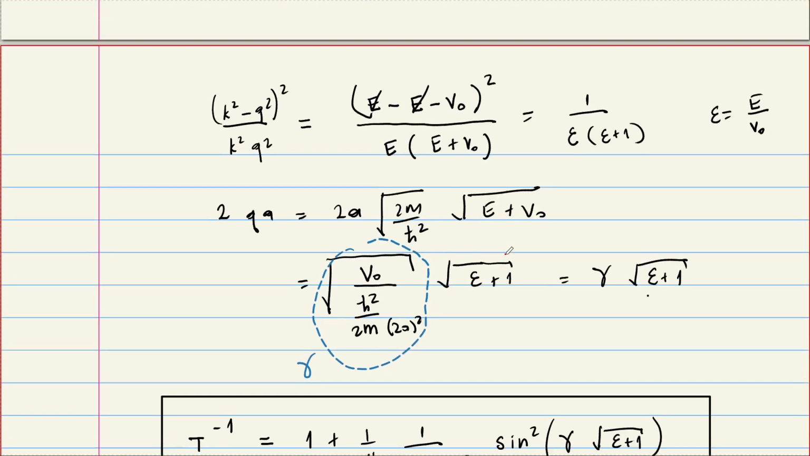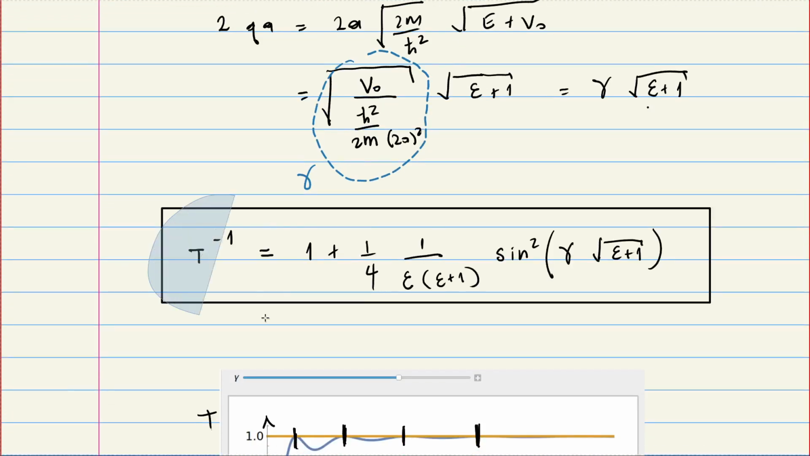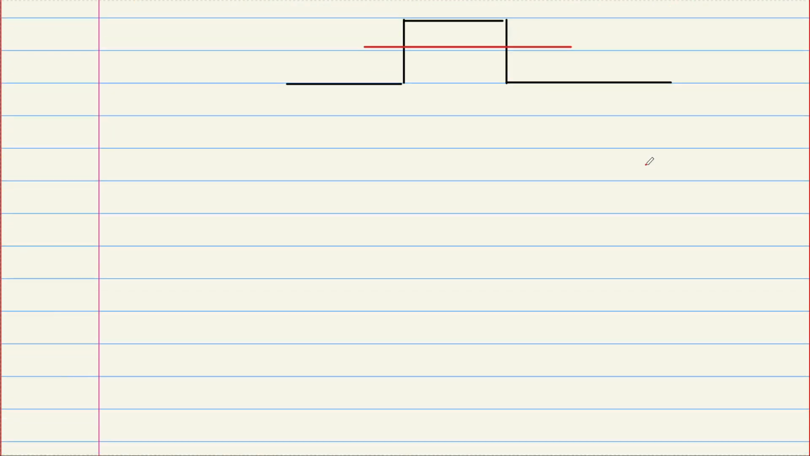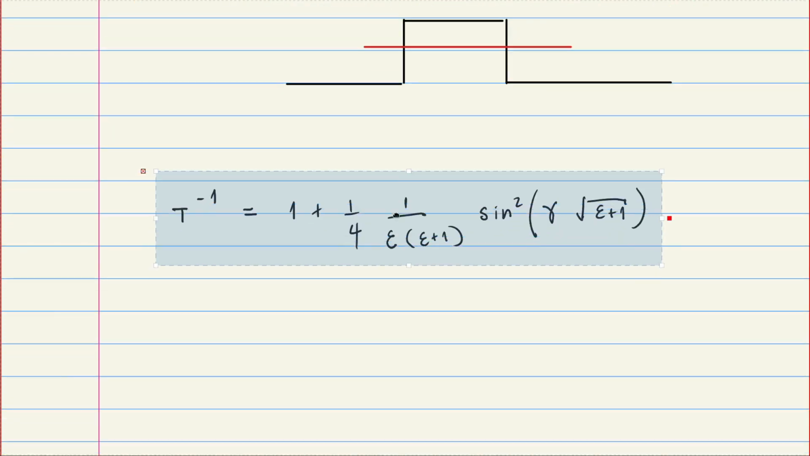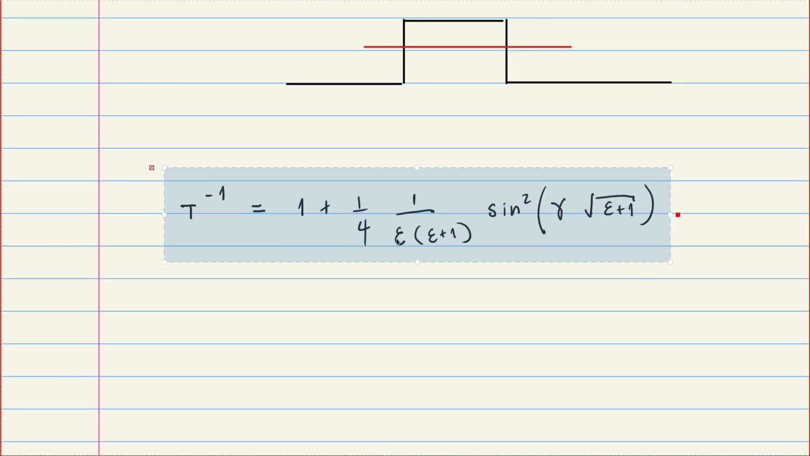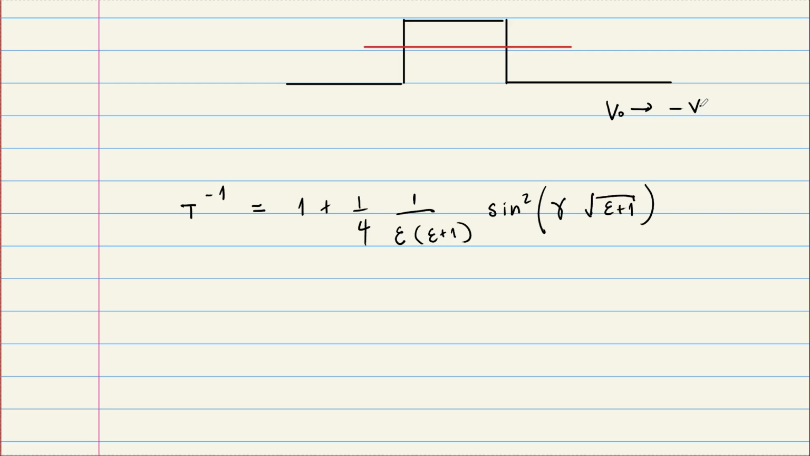But this solution is almost correct. You just need to, what fancy people call, analytically continue this solution to this domain. So what you need to do is, first you need to take V naught to minus V naught. And let me write the results and you can compare.